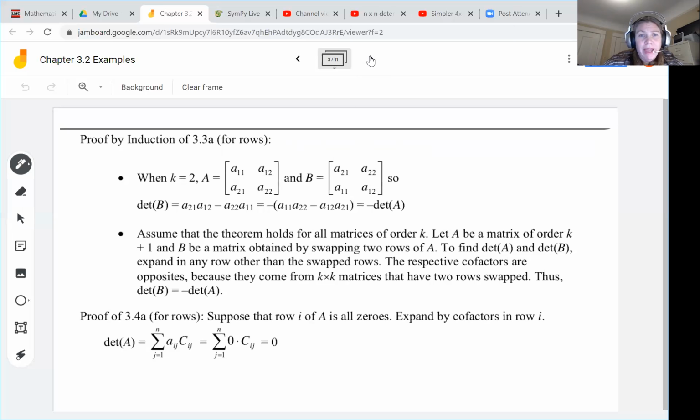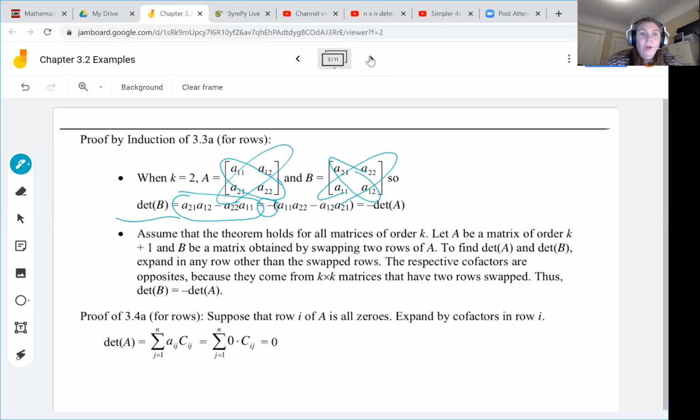And so if k equals 2, then we've got A and B as 2 by 2 matrices. And we know the determinant of B equals the product of the diagonals, A21 A12 minus A22 A11. And that's just the negative of the determinant of A if we look at those diagonals.